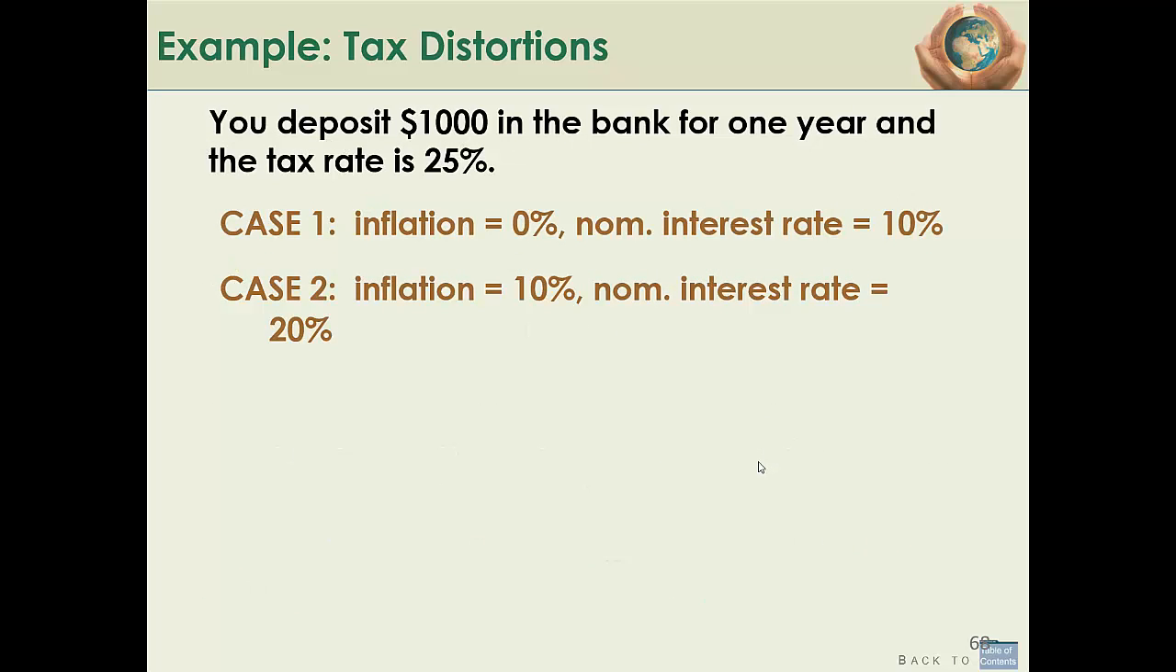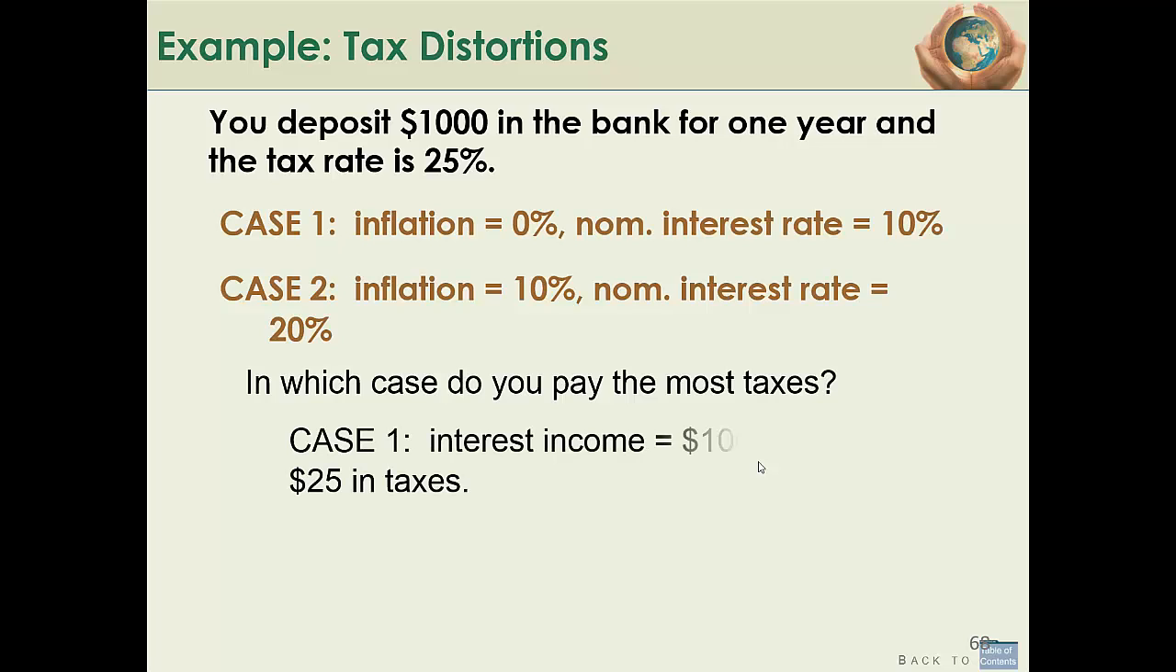Let's suppose that we now have a tax. The tax is going to be imposed on your interest, and the tax rate is 25%. Now, in which case, 1 or 2, are you going to pay the most in taxes? Well, in case 1, your interest income is going to be $100. You're getting a 10% nominal return on the $1,000 that you deposited. So you're going to get interest income of $100, and you have to pay taxes on that interest income. At a tax rate of 25%, you're going to pay $25 in taxes.